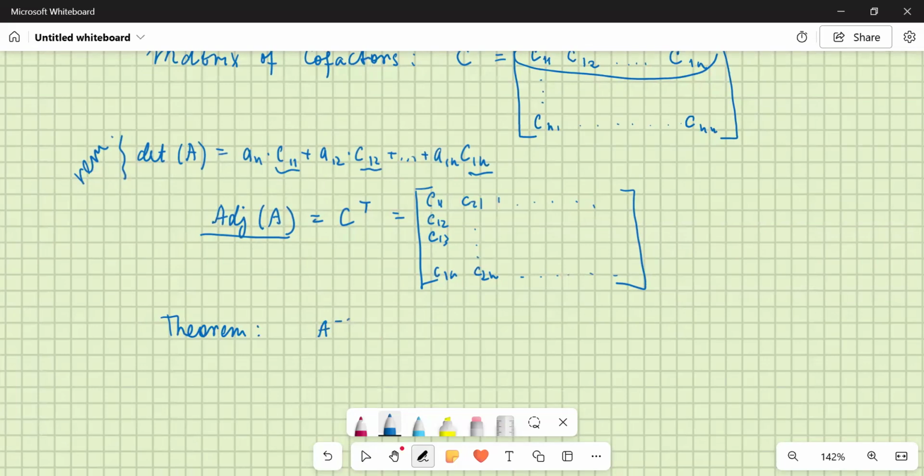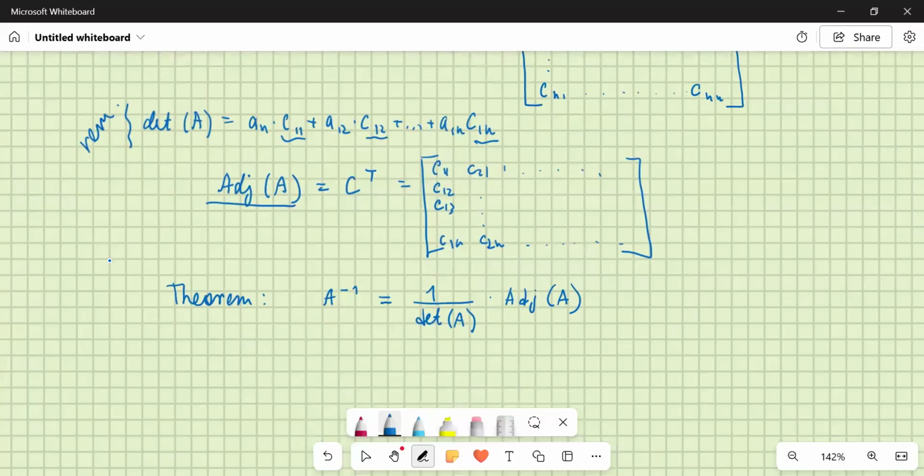A inverse equals 1 over determinant of matrix A multiplied by adjoint matrix A. So guys, I'm giving the formula for inverse matrix.